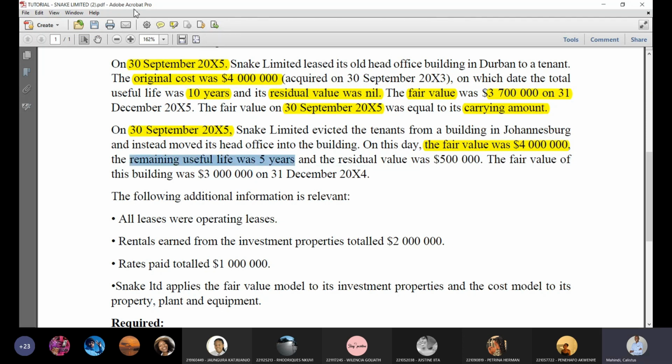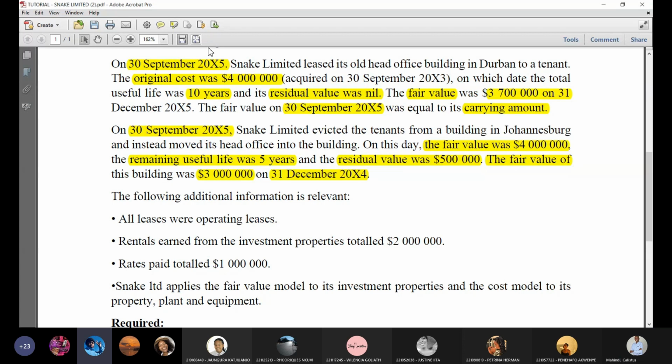Remaining useful life was 5 years and their residual value was 500,000. The fair value of the building was 3 million on 31 December 20x4. 3 million, all right, on 31 December 20x4. Sorry, sir, question, yes?